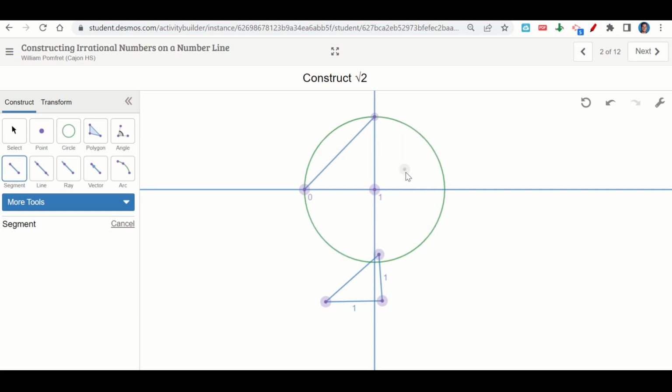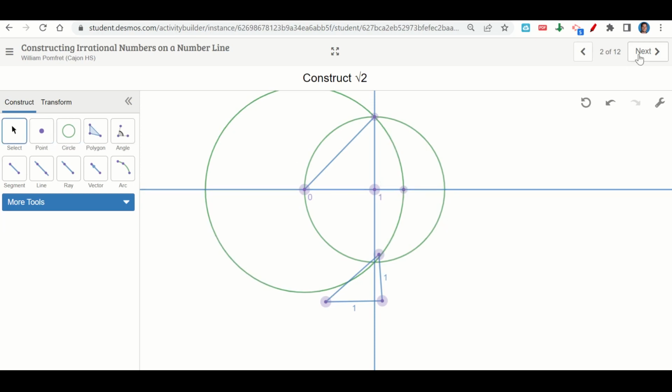Now if I can just swing this down, wherever it crosses should be square root of 2 on the number line. So I'm going to use the circle tool and go with 0 as my center out through this point here, because again this is a radius. That means that this radius has to be the same, so this point here should represent square root of 2.